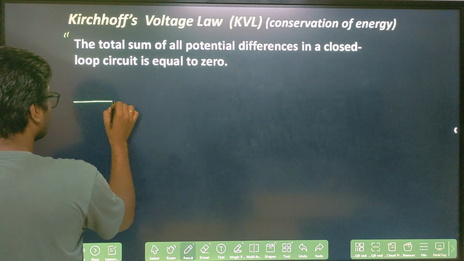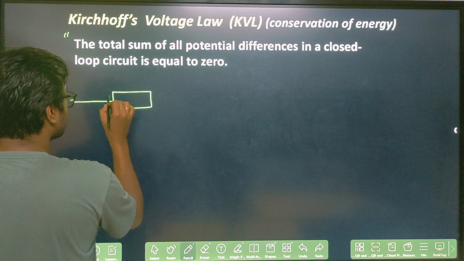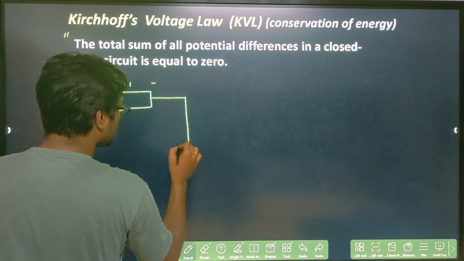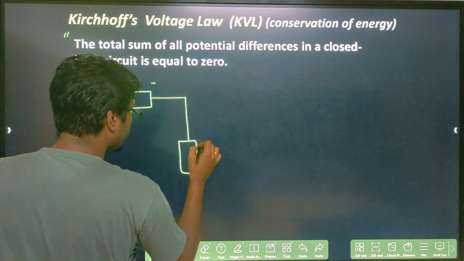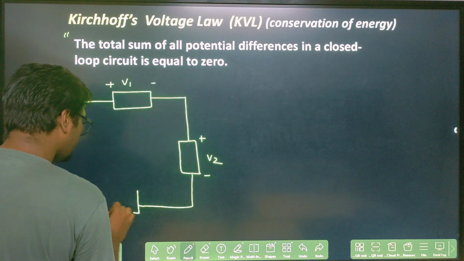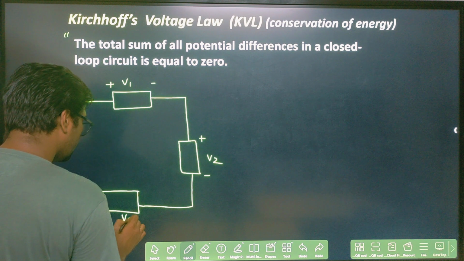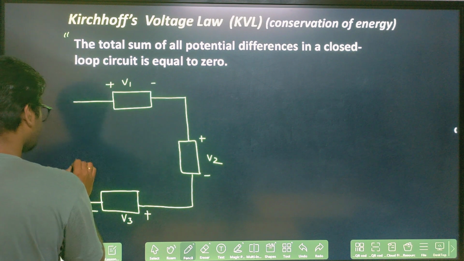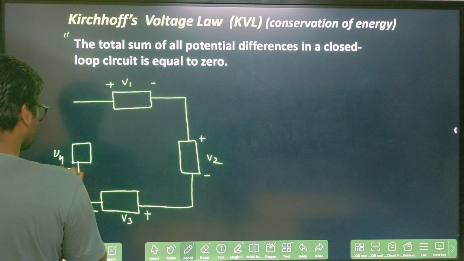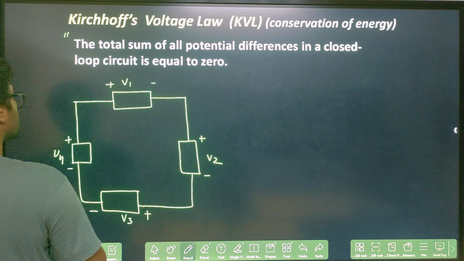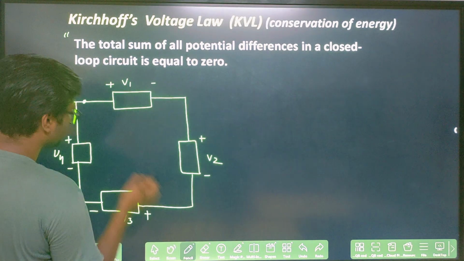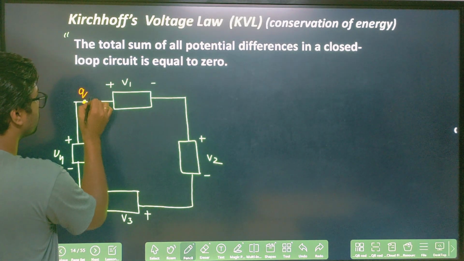So you just see here. Let's say this is one electrical device and this side it is V1, plus minus, and this is another electrical device, here it will be plus minus V2, and here it is another electrical device, that is V3. I can write this is plus minus, and here it is another electrical device, that will be V4. This I can write, this is minus plus, and it is like this. Let's say Q amount of charge is flowing from here. Clear? Q amount of charge is flowing from here.